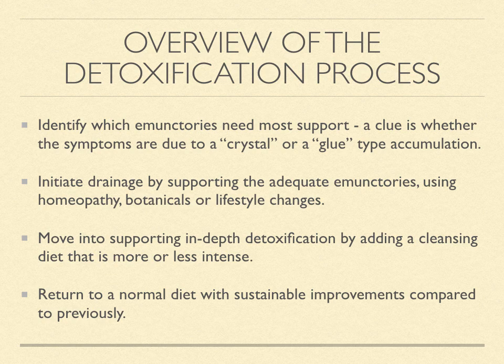So how does the detoxification process occur in practice? Basically, after doing the first intake, it's important to identify which emunctory needs support. So for example, if it's a menstrual problem, most likely it's the liver, gallbladder, colon that needs a little bit more support. If it's, for example, eczema, that's more of a crystal type pathology. We talked about crystal and glue type pathologies in previous videos. But basically, if it's eczema, we consider it a crystal type pathology, or gout would be a crystal type pathology, uric acid accumulation in the blood. So in that case, you may need to support the kidneys a little bit more.